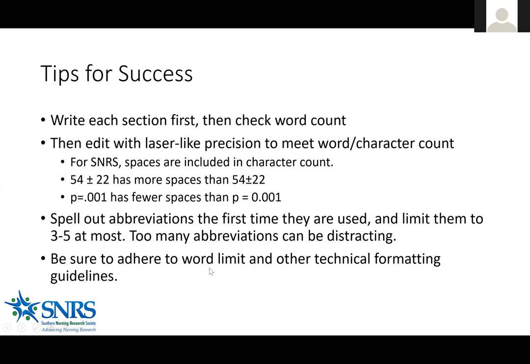You should always spell out abbreviations the first time they are used, but try to limit them to 3 to 5 at most. Too many abbreviations can be distracting, but abbreviations are also a good way to help with your character or word count. I would say that if you are going to use abbreviations, try to use the most common ones or something people would recognize as much as you can before going to something obscure, and try not to make up your own abbreviations. And then again, I can't overemphasize to be sure to adhere to the word limit and all the technical formatting guidelines for an abstract.